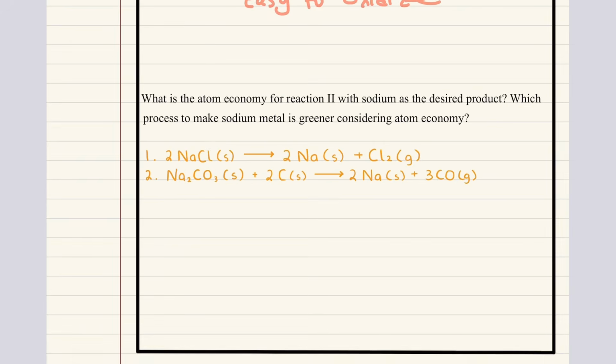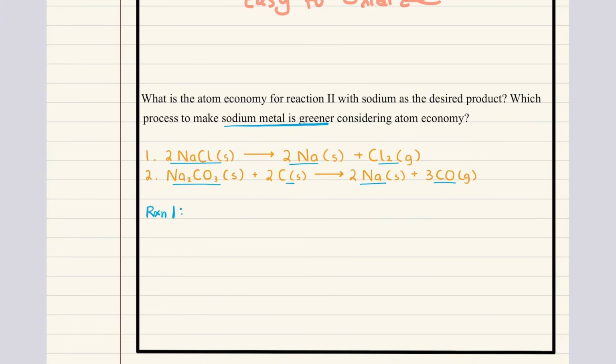Now let's look at the second question, which focuses on atom economy. We are comparing two different reactions that both produce sodium metal, and we want to decide which route is greener based on atom economy alone. Reaction 1 converts sodium chloride into sodium metal and chlorine gas. Reaction 2 converts sodium carbonate and carbon into sodium metal and carbon monoxide gas.